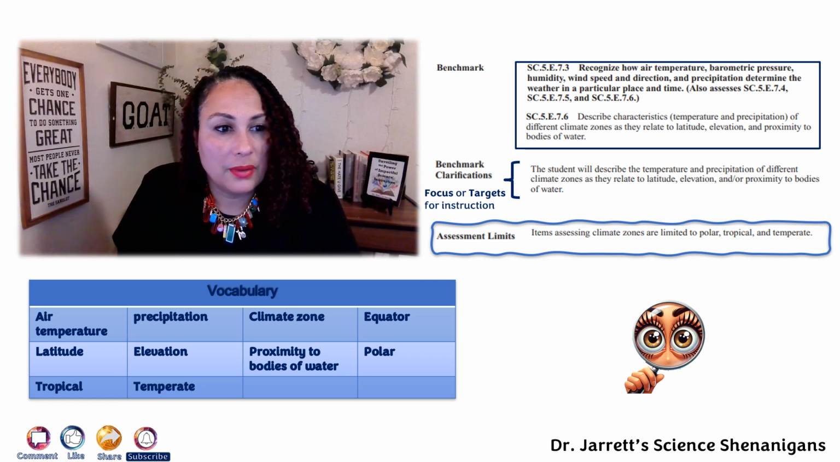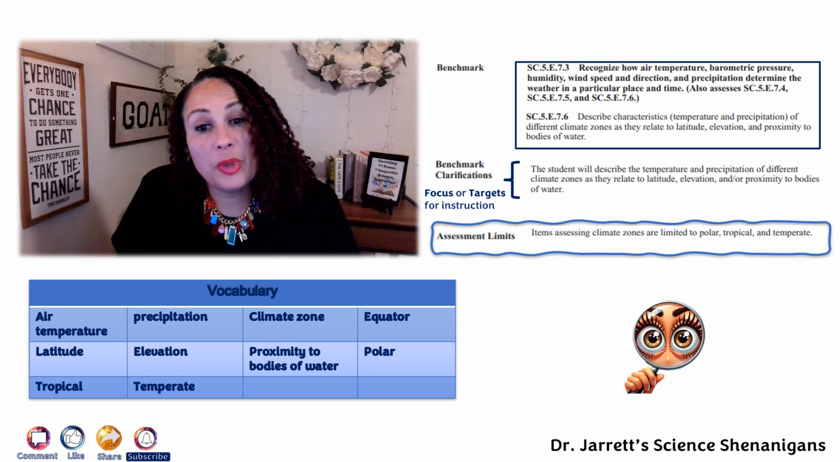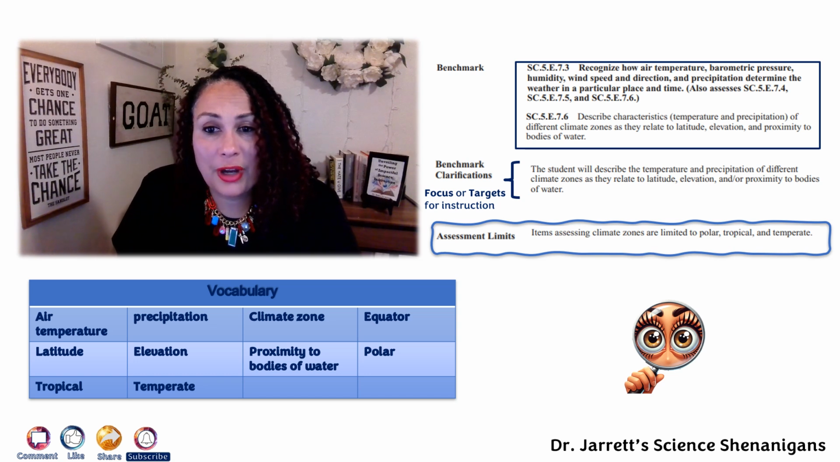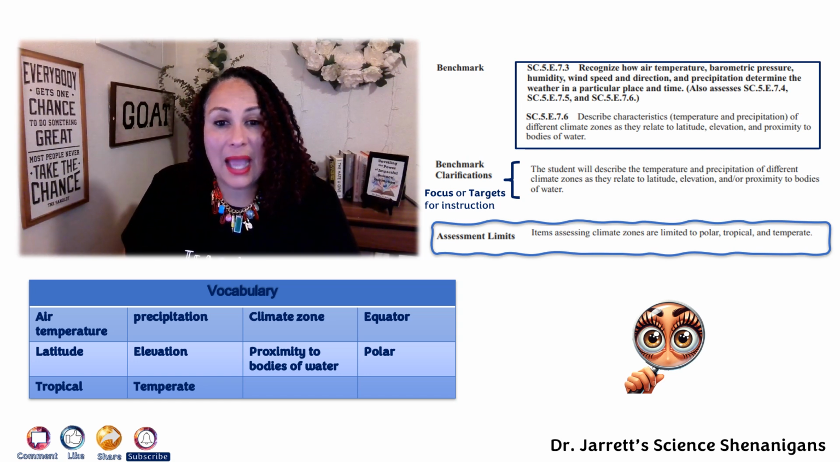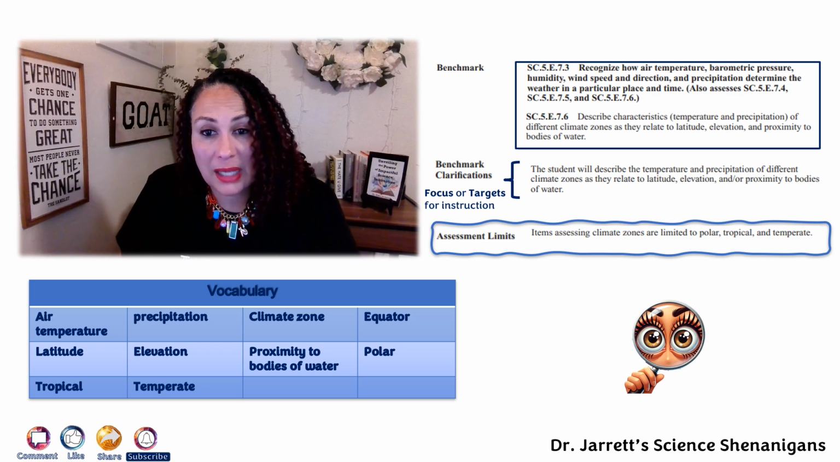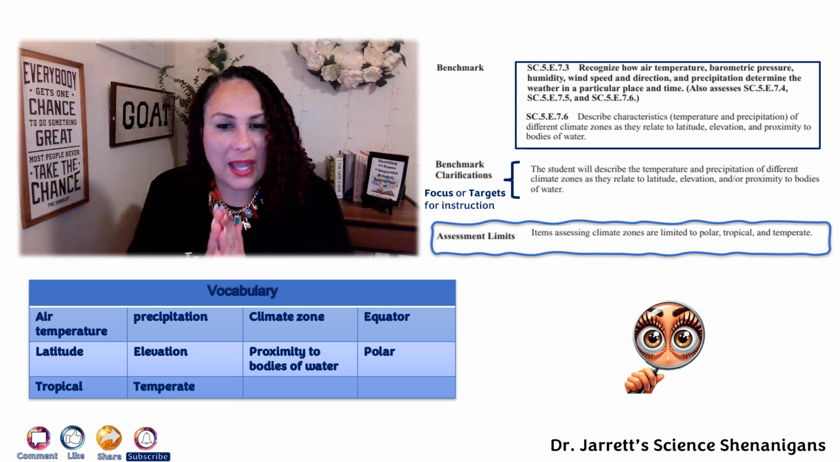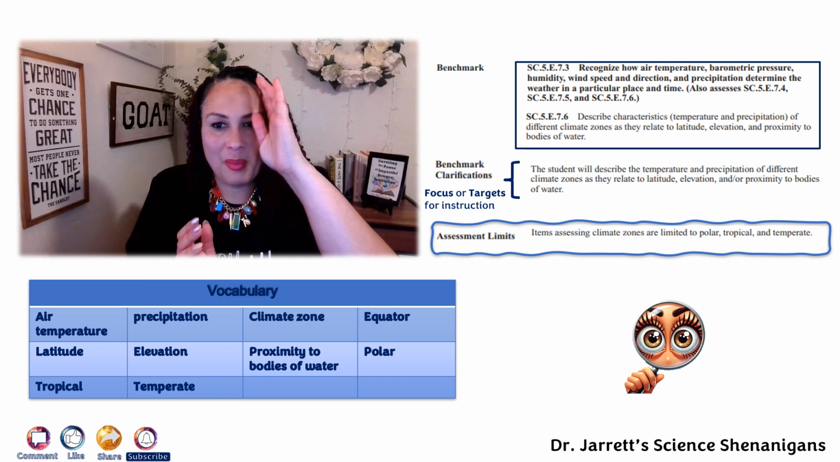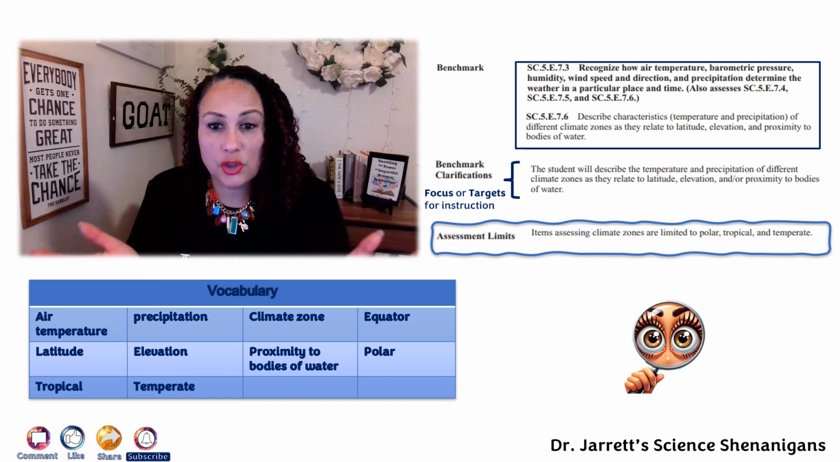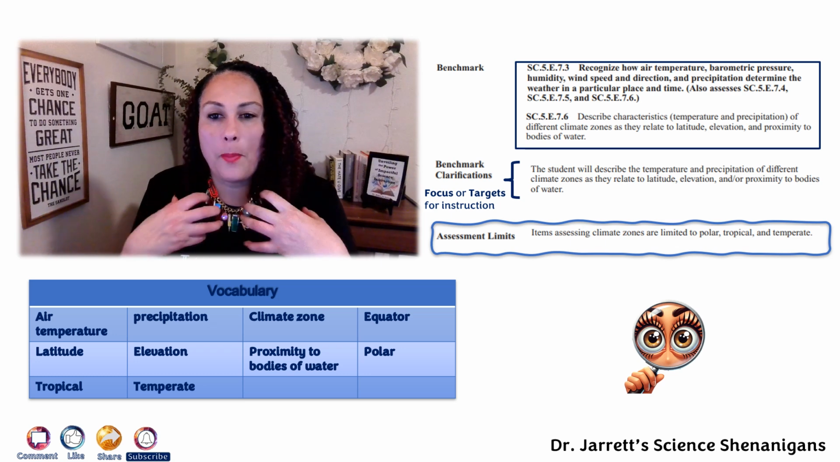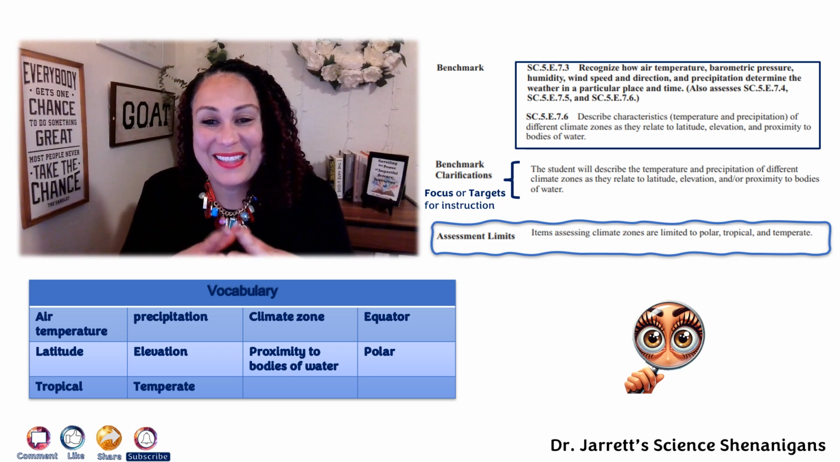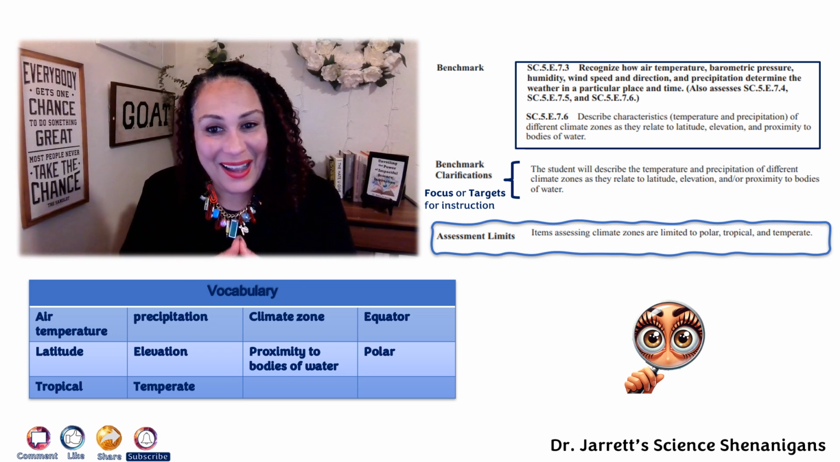This benchmark focuses on helping students understand how temperature and precipitation define the climate zones, which are polar, tropical, and temperate, and how factors like latitude, elevation, and proximity to water play a role. So, usually, what I do for this one is what's called a quick draw, and it helps me to understand this benchmark as well.